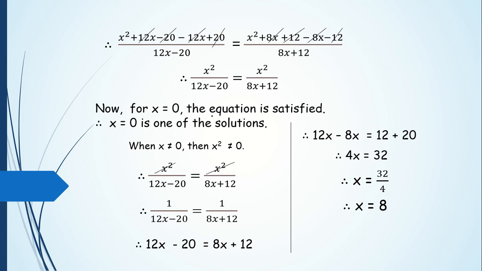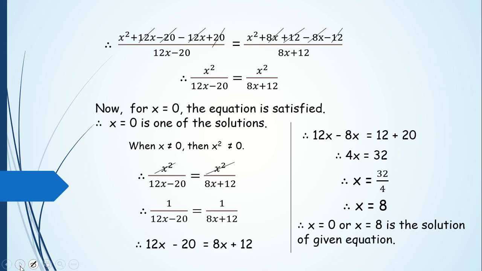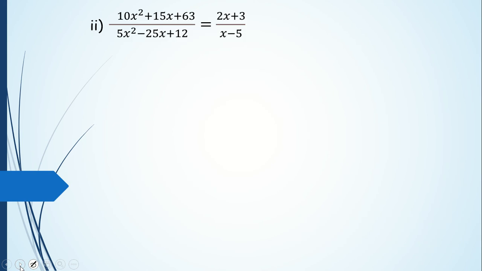Now there are two solutions to this equation, x is equal to 0 and x is equal to 8. x is equal to 0 or x is equal to 8 is the solution of the given equation. This is the final answer. Now let's proceed to the next sum.